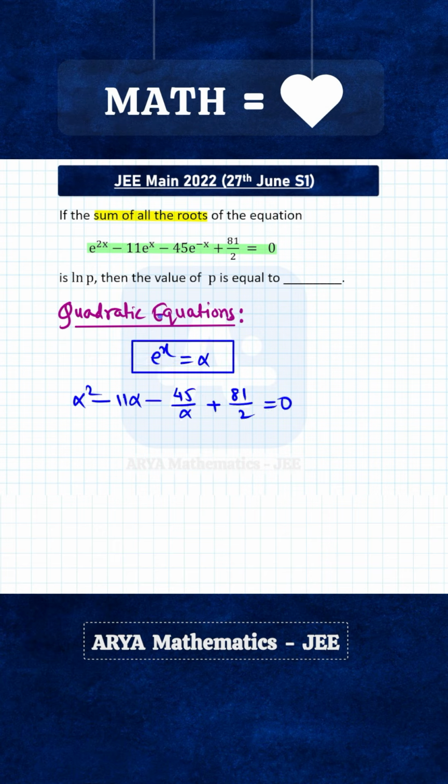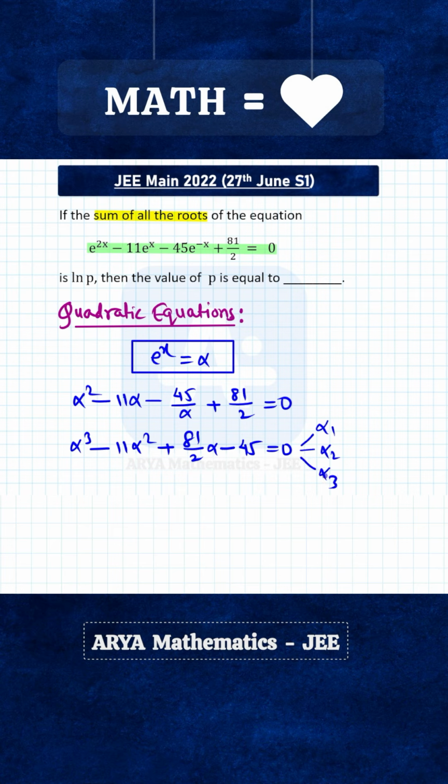If we replace e raised to x with alpha, then we'll get alpha square minus 11 alpha minus 45 by alpha plus 81 by 2 equals to 0. And now to get a polynomial equation, multiply everything with alpha. So this is the cubic equation that we are getting, and let us say that the roots of this cubic equation are alpha 1, alpha 2 and alpha 3.